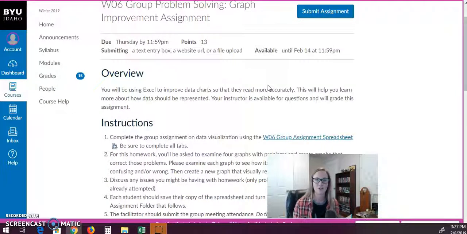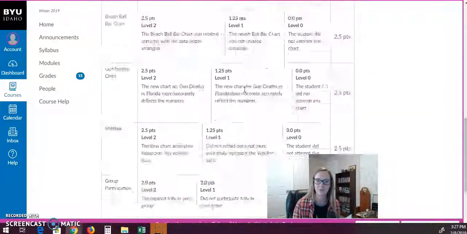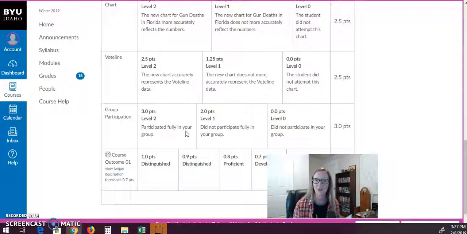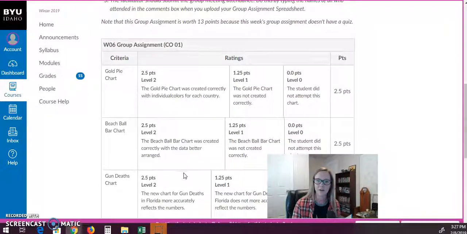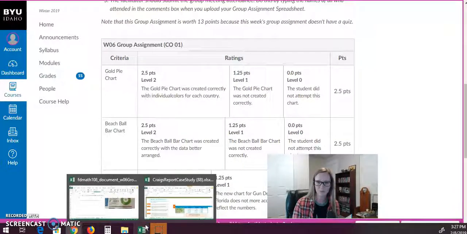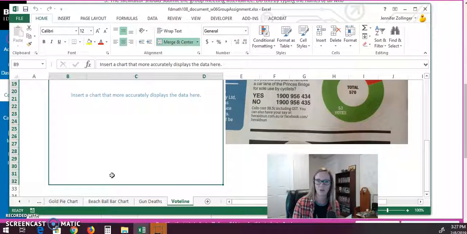You'll find all your points are coming from the spreadsheet this time around. One thing really important, you'll notice participation in your group is important. You need to have worked together as a group. It's really important that one of you submits your attendance for your group meeting for the week. So if you're the facilitator, make sure you get that attendance submitted so that I can give points for that. Then let me show you what you'll be working with on this spreadsheet.